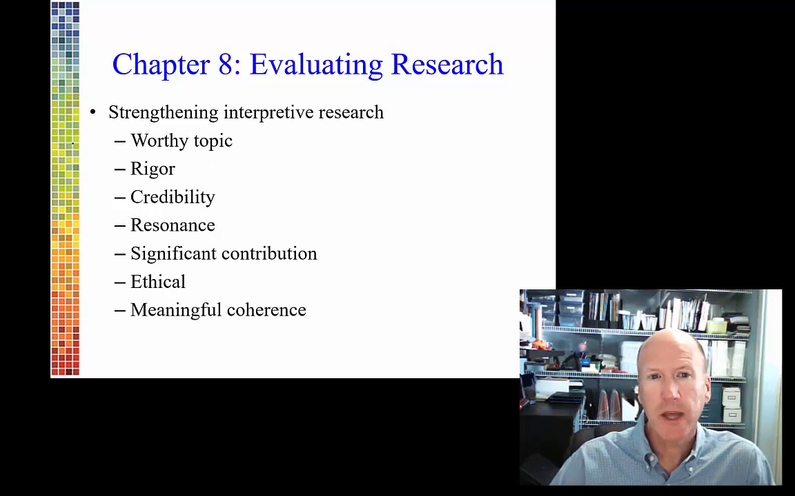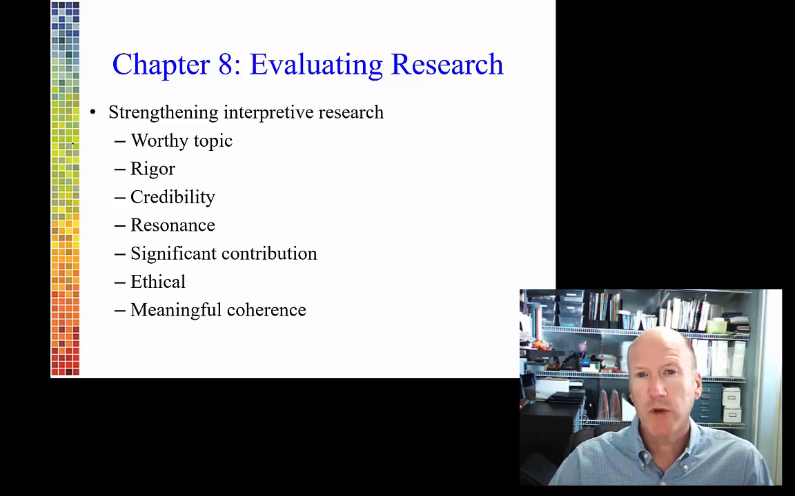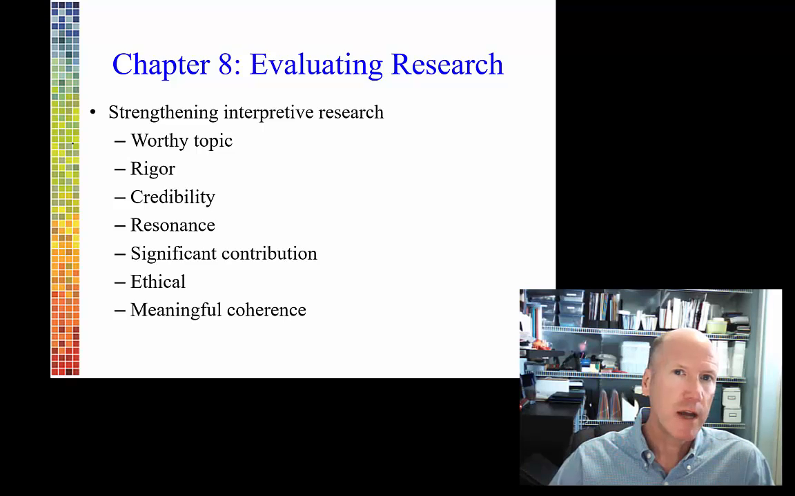Then in another paradigm, we can look at how we strengthen interpretive research. Here you'll be reading about different ideas like, is the topic worthy of study? Is it rigorous? Is the research credible? Do the findings resonate with the population that you're studying? If I'm studying, for example, people who are trying to balance work and family life, do my findings resonate or ring true to the people that I'm studying? Am I making a significant contribution to the literature? Am I following ethical guidelines that we talked about in chapter 2? And is there coherence, or do my findings hang together, say, with the theory that I'm studying?